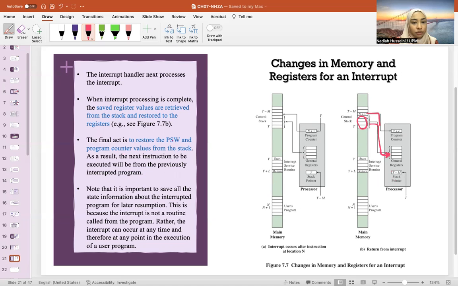The final act is to restore the PSW and program counter values from the stack. As a result, the next instruction to be executed will be from the previously interrupted program. We executed N, now we are going for N plus 1. Note that it is important to save all state information about the interrupted program for later resumption, which I have repeated like 10 times at this point, now 11 times.